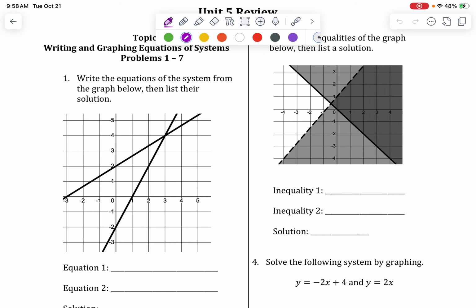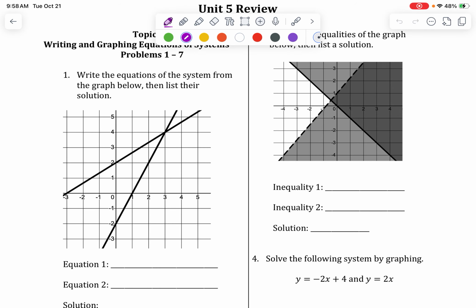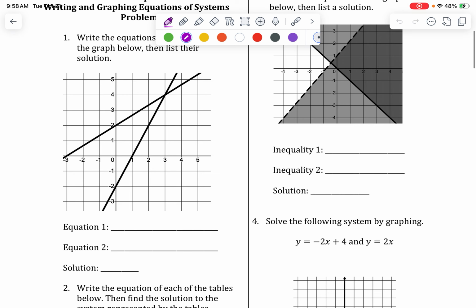So here we go. Number 1, write the equation of the system and then list the solution. Okay. I'm just going to use this increasing line right here as equation number 1, and then I will do this line as equation number 2. All right, so for equation number 1, I want to find his slope. All right, so it looks like he's going up 2 over 1, up 2 over 1 with a y-intercept of negative 2. Right, here's his y-intercept right here.